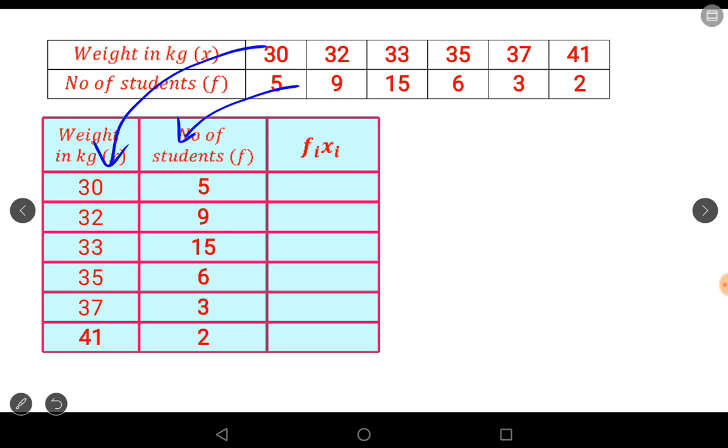Here the data is written in the first column, the second data in the second column, and in the third column we find fi into xi. So 30 into 5 is 150. We write it in the place value system: 150.